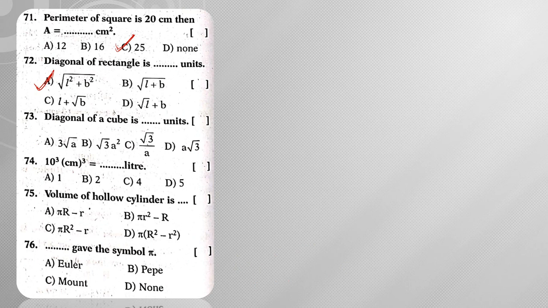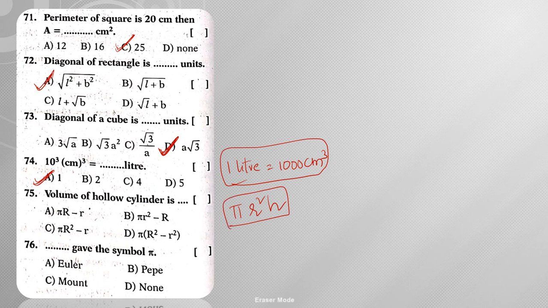Next, diagonal of a cube. Diagonal of a cube is nothing but root 3 times A. So root 3 times A, that is A root 3 centimeters or units. Next, 10 centimeter cube is equal to how many liters? So 1 liter is equal to 1000 centimeter cube. So the conversion is 1 liter is equal to 1000 centimeter cube. Right. Next, volume of hollow cylinder. Volume of cylinder is given by pi r square h. Right. So volume of cylinder is pi into r square h.